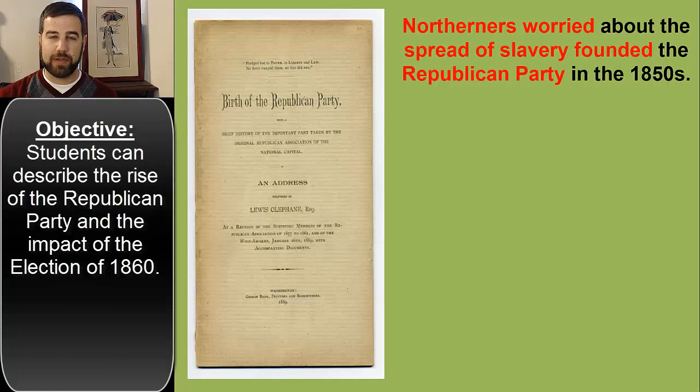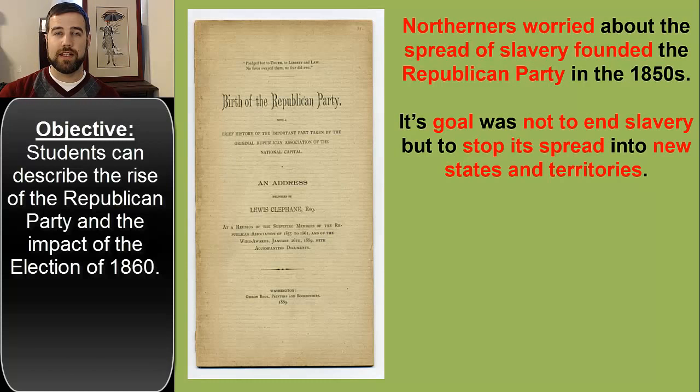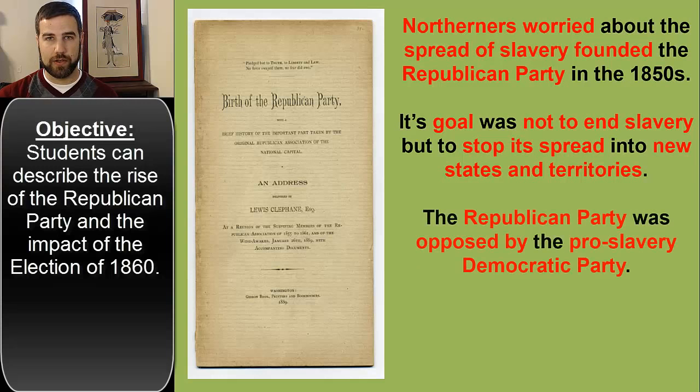So first let's look at the Republican Party. Northerners were worried about the spread of slavery, and in response to that, they founded their own party called the Republican Party in the 1850s, and that's the same Republican Party of today. Its goal was not to end slavery, but just to stop the spread of slavery into new states and new territories.